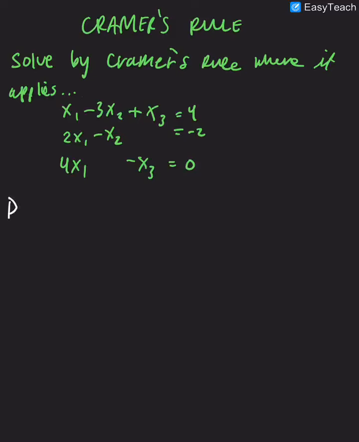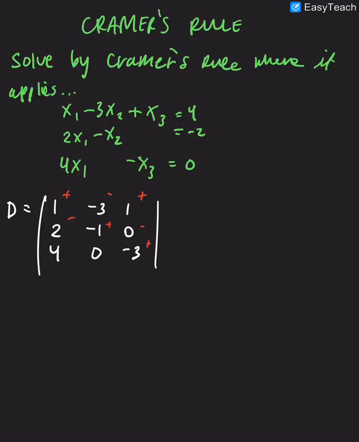Alrighty, so first we're going to put this all into one matrix, and that's 1, 2, 4, negative 3, negative 1, 0, 1, 0, negative 3. Okay, so remember the sign convention that we're going to have here: plus, minus, plus, minus, plus, plus, minus. Okay, so remember that sign convention.